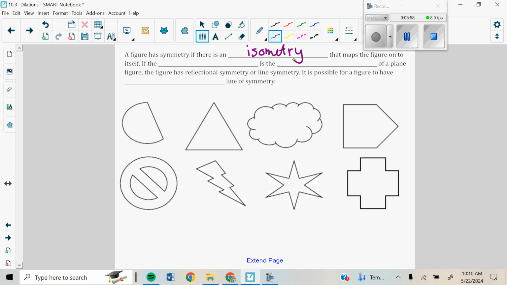If the isometry is a reflection of a plane figure, isometry, we'll put that in, is the reflection of the same figure. The figure has a reflectional symmetry or line symmetry. So it's possible for the figure to have more than one line of symmetry.